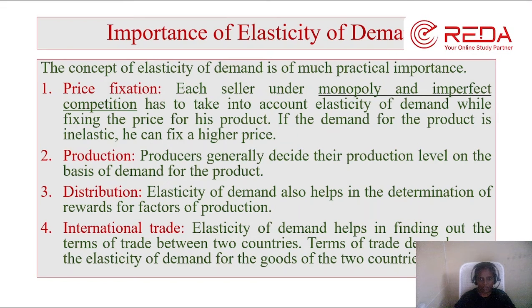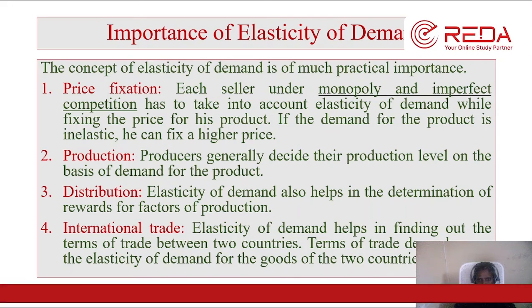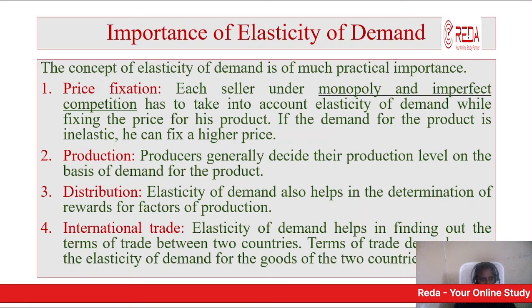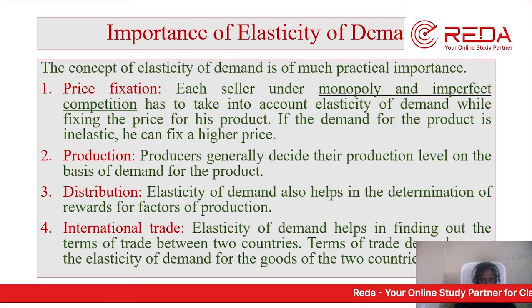So they decide production by analyzing the elasticity of demand for their commodity, which we call production. Then the next importance of elasticity of demand is distribution.